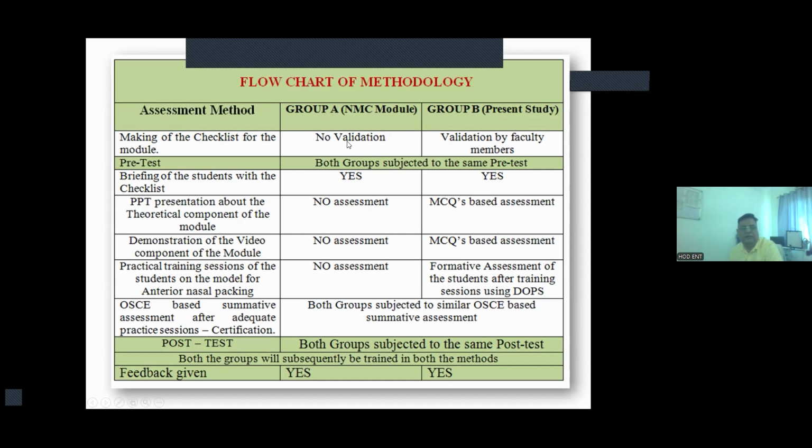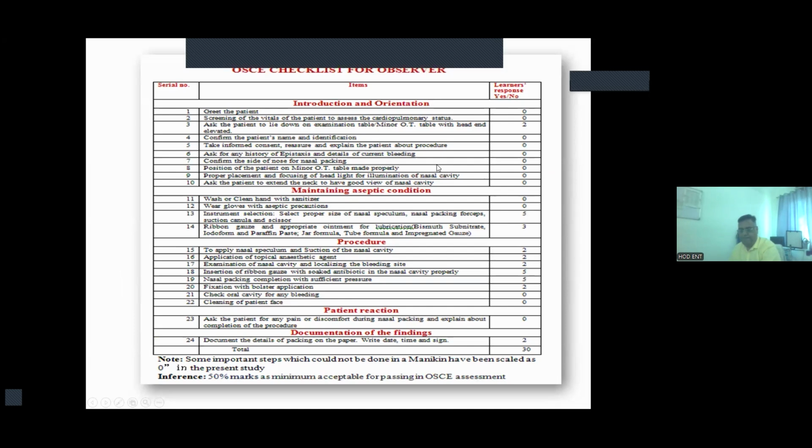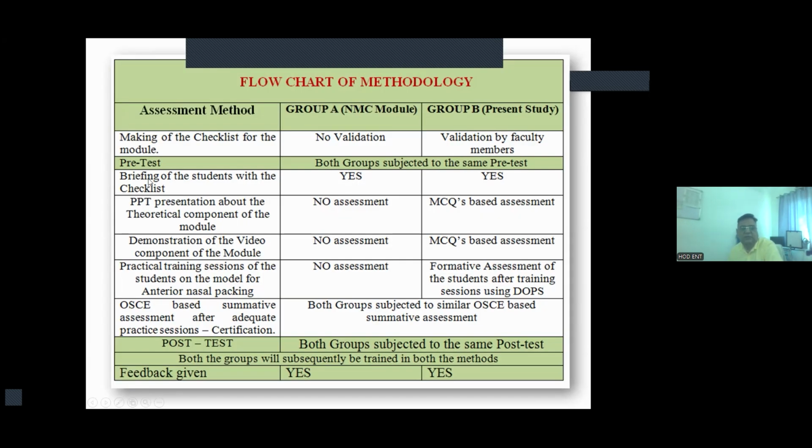It was not validated, and it was validated by the faculty members in Group B. Sorry. And the pre-test briefing of the students with the checklist was carried out in both the groups, whereas the PPT presentation about the theoretical component of the module had no assessment in Group A, whereas MCQ-based assessment in Group B. Demonstration of the video component of the module, no assessment in Group A, whereas MCQ-based assessment in Group B.